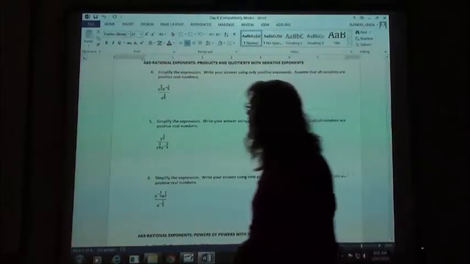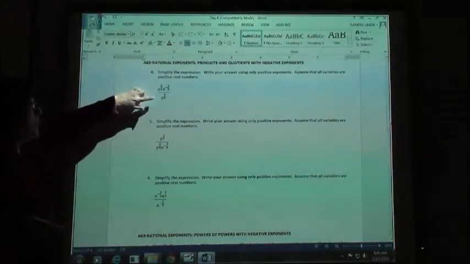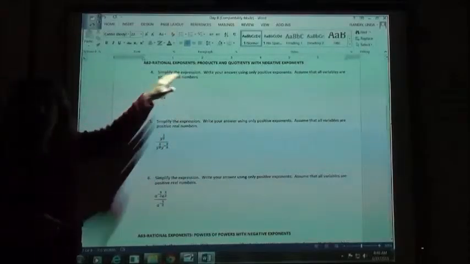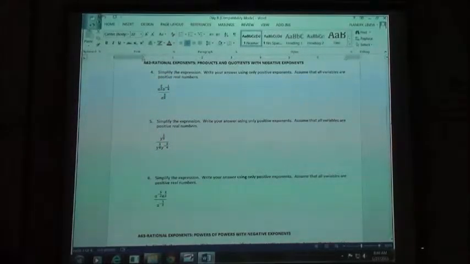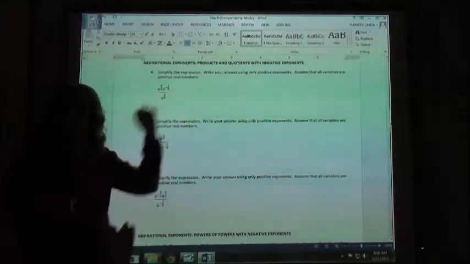Problems 4, 5, and 6: they want you to simplify the expression, and when we're done, write it using only positive real number exponents. If I take something from the bottom and move it up to the top, the sign is going to change because I'm doing the reciprocal of the value. So we take anything in the denominator and move it up to the top so we have everything multiplying.